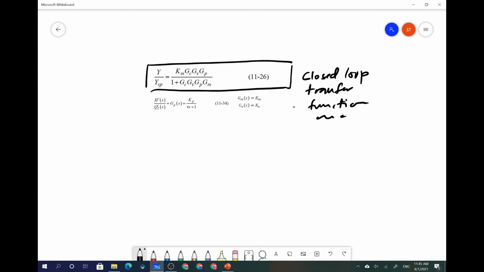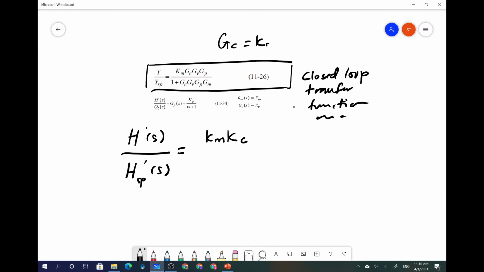When we have this, we have to substitute. Substitute Y in becomes H prime S together with H. Don't forget it is a set point. And then KM is still KM. GC we have to substitute with KC, because GC equal to KC means a proportional controller.